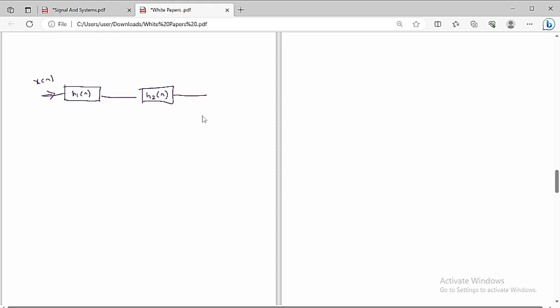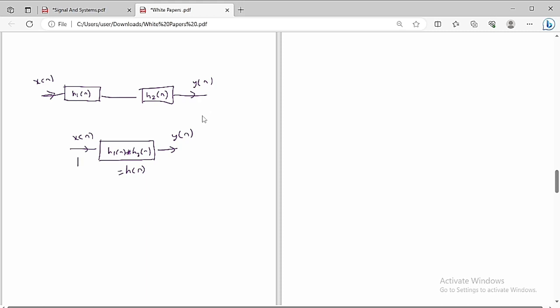See, I have already told you an important point. Whenever two systems are put in cascade, the overall system will have an impulse response that is the convolution of the two impulse responses, h1(n) convolution h2(n). Suppose the input is x(n) and the output is y(n). Here also the input is x(n) and the output is y(n), and the overall impulse response h(n) is h1(n) convolution h2(n).